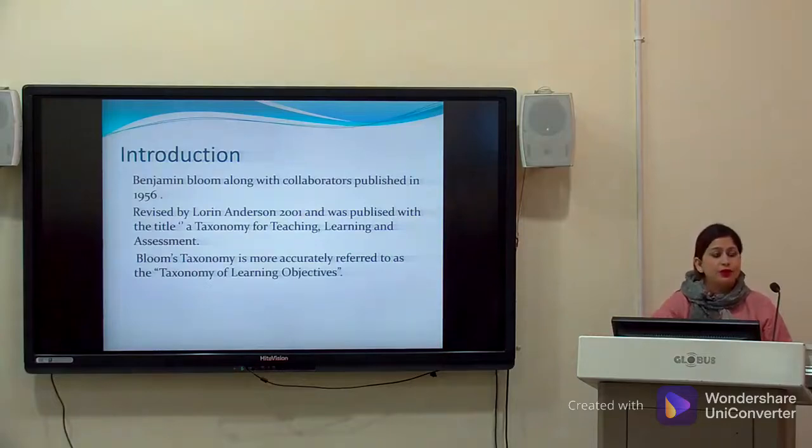Benjamin Bloom from the University of Chicago, along with his collaborators, published the Taxonomy of Instructional Objectives, the classification of how to classify those instructional objectives. It was revised by Lorin Anderson in the year 2001 and was published with the title Taxonomy for Teaching, Learning and Assessment. Bloom's taxonomy is more accurately referred to as, as I said before, the taxonomy of learning objectives.